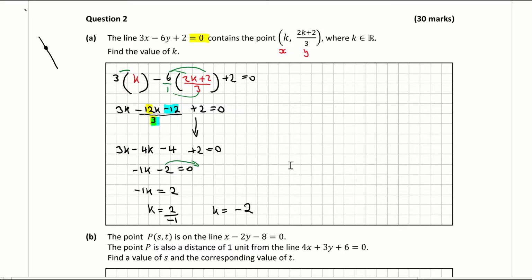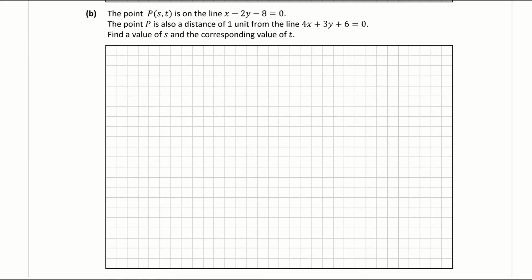Okay, so that's not too bad. Part B, the point P is on the line x minus 2y minus 8 equals 0. The point P is also a distance of 1 unit from the line 4x plus 3y plus 6 is equal to 0. Find a value of s and the corresponding value of t. So let's see what this would look like if I was to sketch it. I have a point P on this line x minus 2y minus 8 equals 0, and P is on that line.